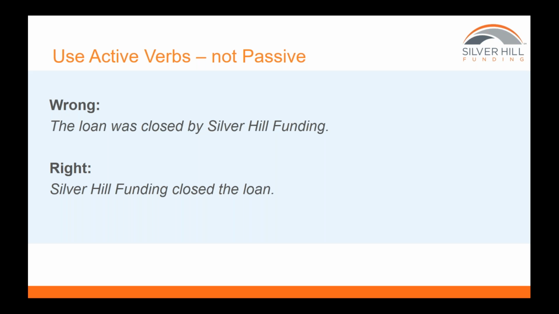So we'll say something like, the loan was closed by Silver Hill Funding. But the problem is that's a weak sentence, because there's not really any action. Things are happening to you instead of you doing the action. So if you spin that sentence around and say Silver Hill Funding closed the loan, not only are you saying what you're trying to say in a shorter way, but there's action. You are doing something and nothing is happening to you.